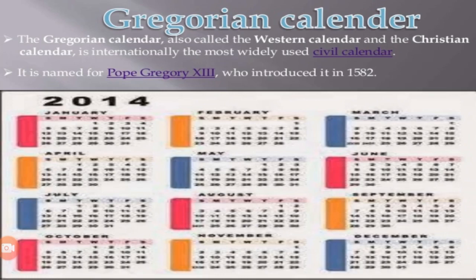It is named for Pope Gregory because it was made by Pope Gregory. And guys, he introduced this calendar in 1582. The era before 1582 is known as BC, before the birth of Christ. And the era after 1582 is known as AD, after the death of Isa alayhi salam, because this calendar marks the birth and the death of Isa alayhi salam.